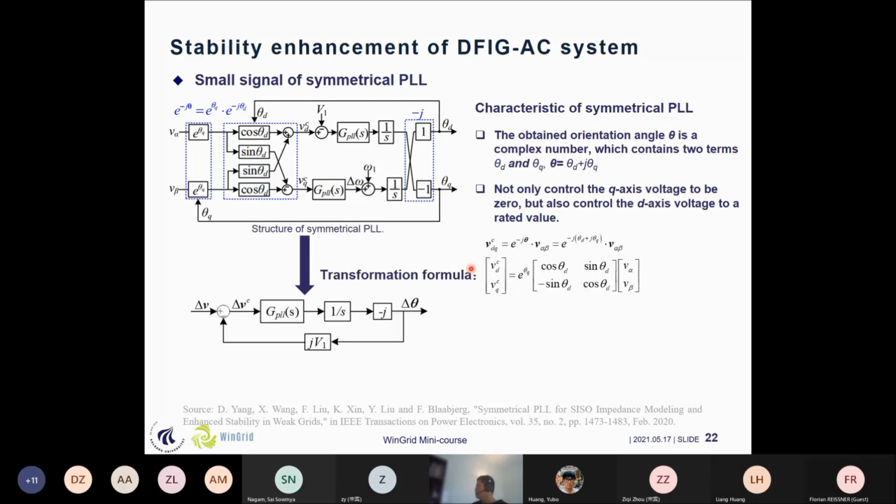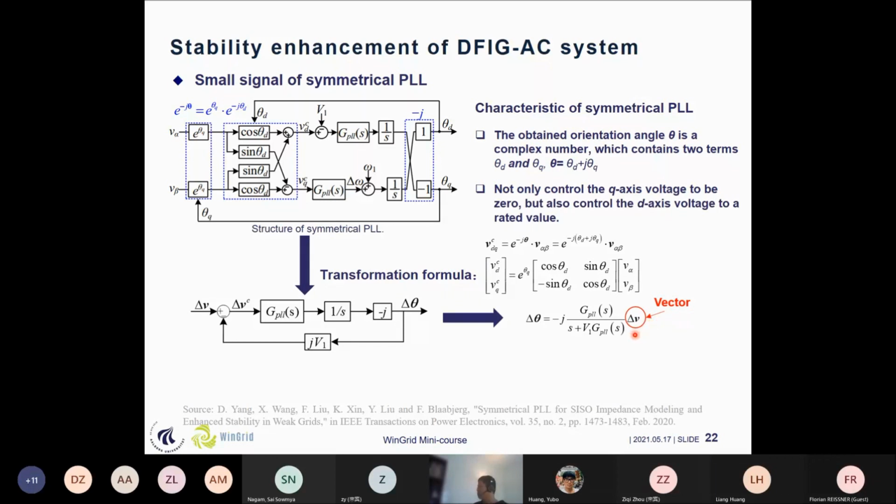So then we do a small signal analysis. We can get that the input is the perturbation of the voltage, and the output is the variation of the acquired orientation angle. So you can see that the relationship between the angle variation and the perturbation of the voltage is not just a scalar form. It's not just related to single VD or single VQ. It's related to the whole complex variable. You can see this delta V contains VD and jVQ.